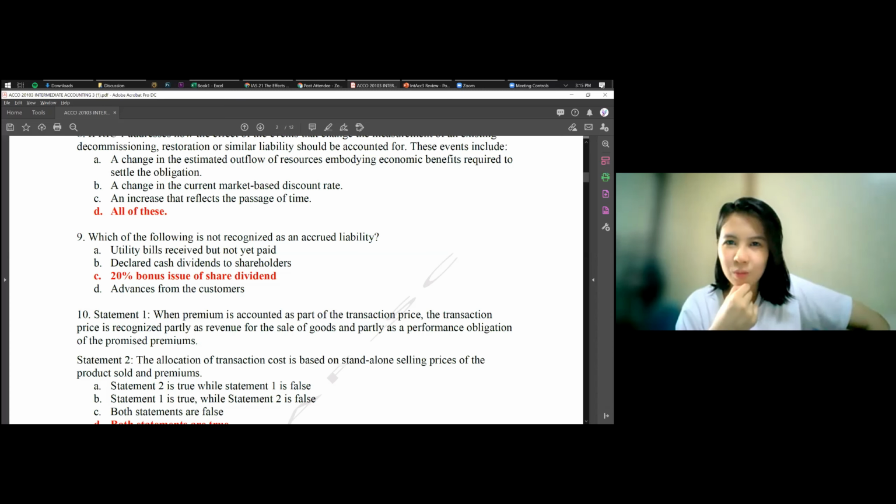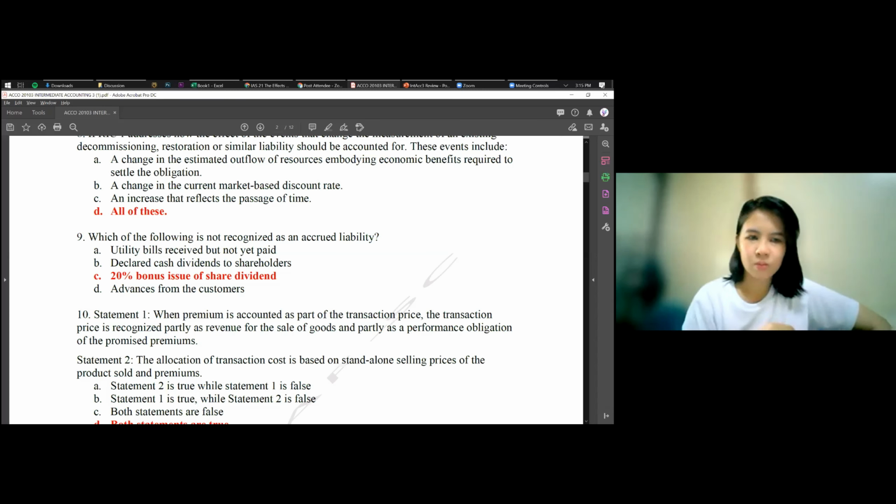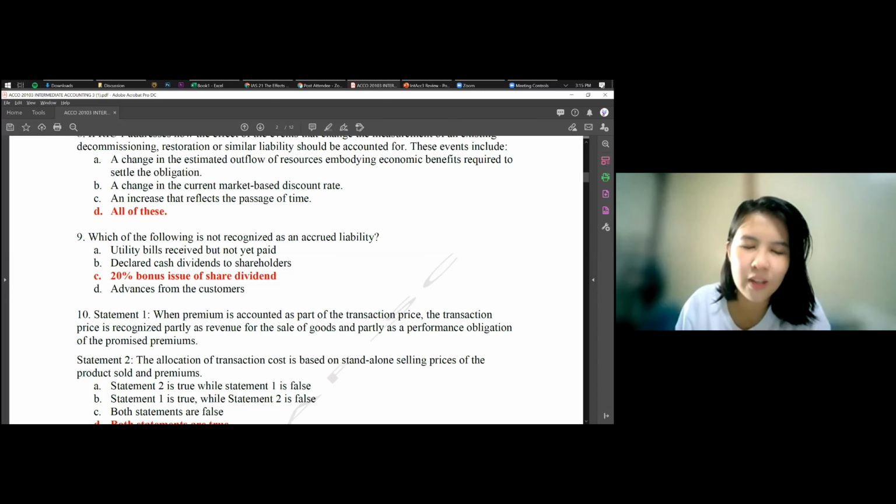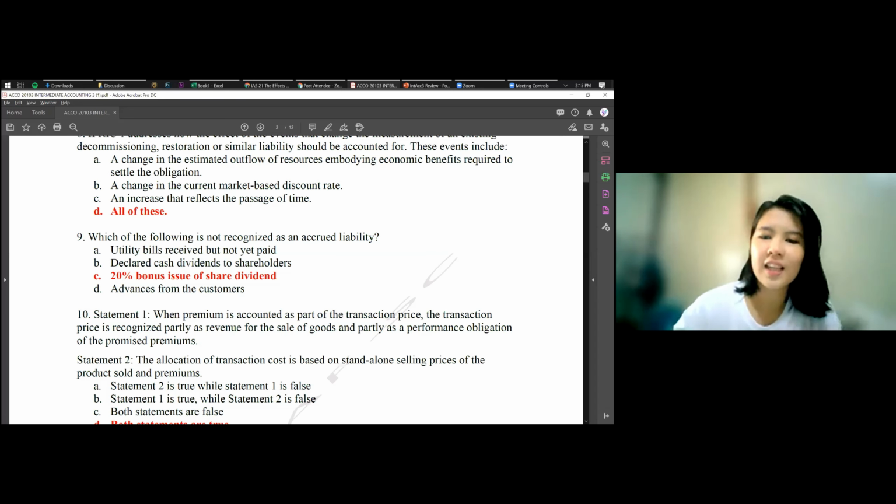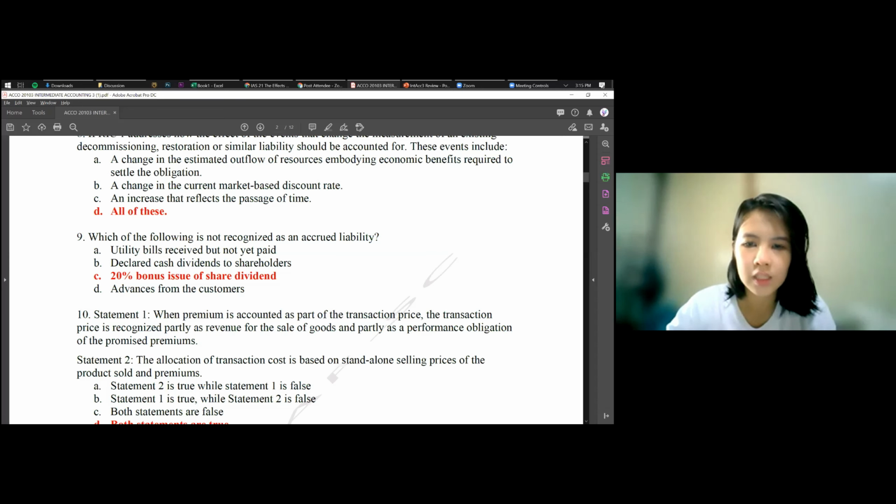We mentioned that earlier, first of all, with the lessee. No, I'm talking about leases, but yeah, sorry, I got confused with the question. We're talking about premiums. So, yes, the allocation of transaction costs is based on standalone selling prices. So as much as possible, when we can, it's always most prescribable to use the standalone selling prices. Okay, both statements are true so far.